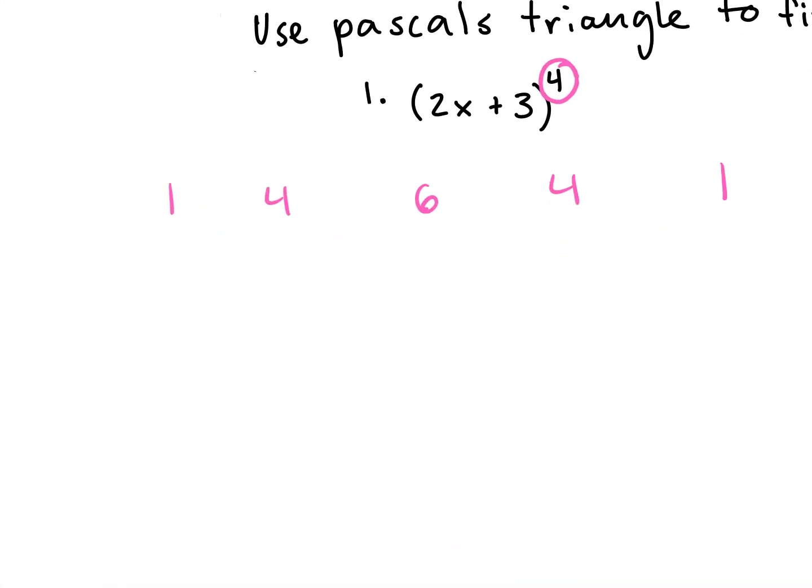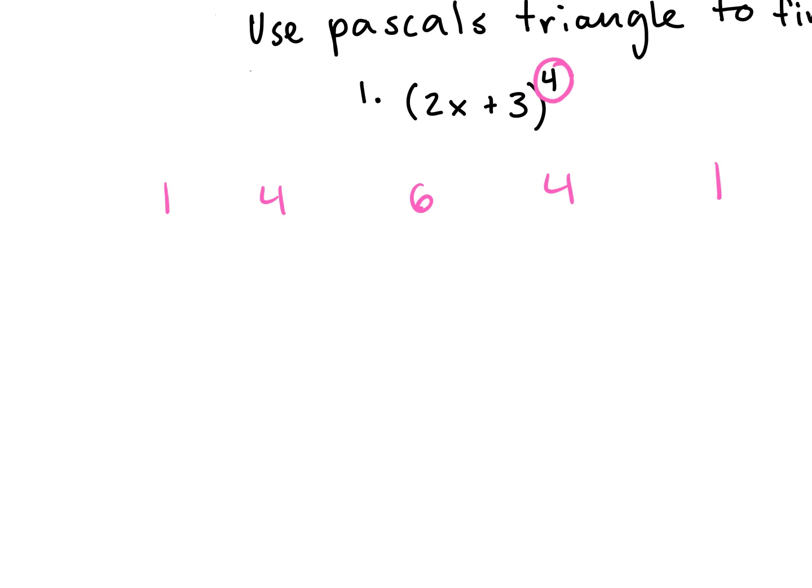All right, next. Our first term is going to be 2x. So we have 2x to what power? To the 4th power. Then 2x to the 3rd power. Then 2x to the 2nd. Then 2x to the 1st. Then 2x to the 0.